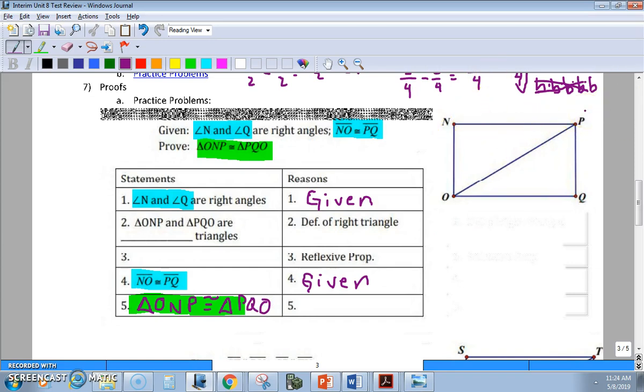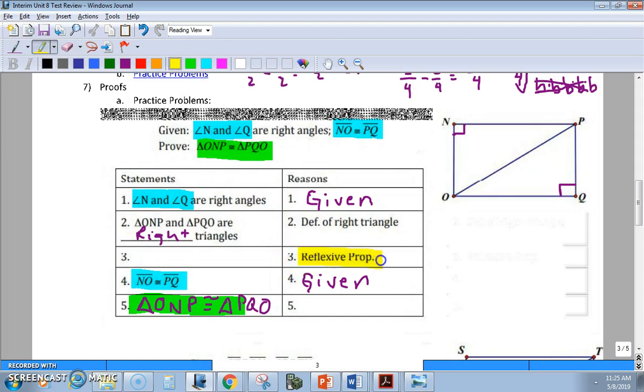So I've already gotten 3 points. I only need 3 points left. I'm already halfway through this problem. So I know that N and Q are right angles. So I'm going to find them, and I'm going to put a right angle there. Okay, that's given. And that means that I know that triangle ONP and triangle PQO are right triangles because of the definition of a right triangle, right? That has 90 degrees.